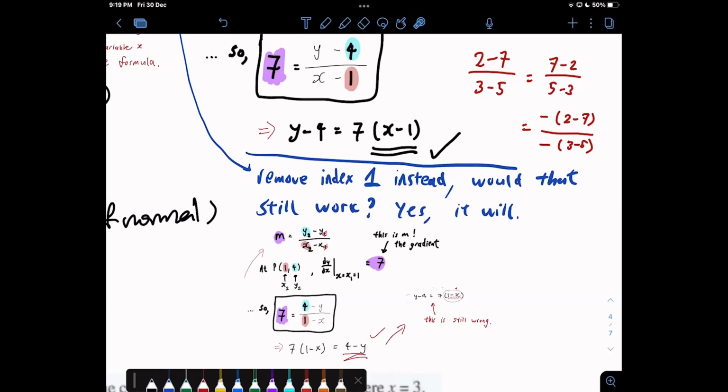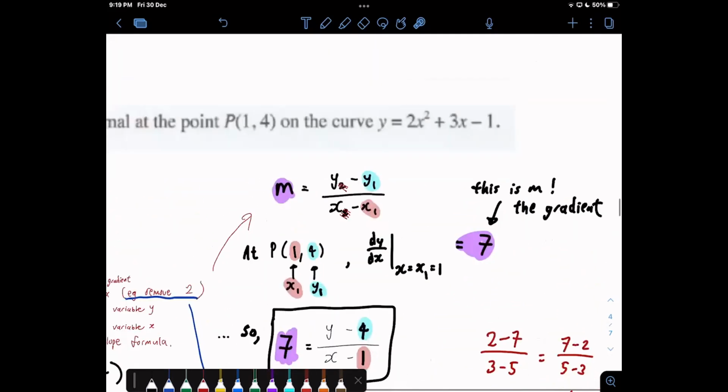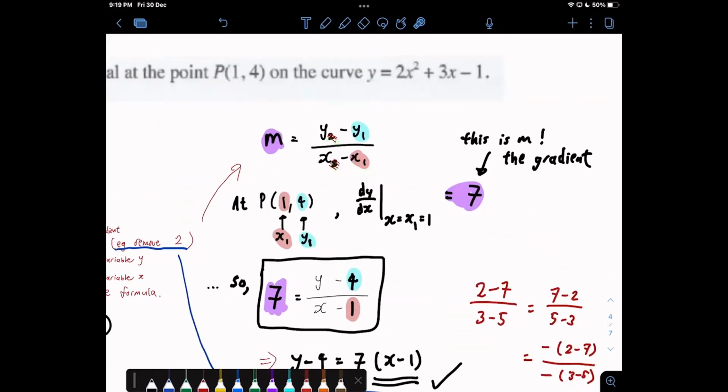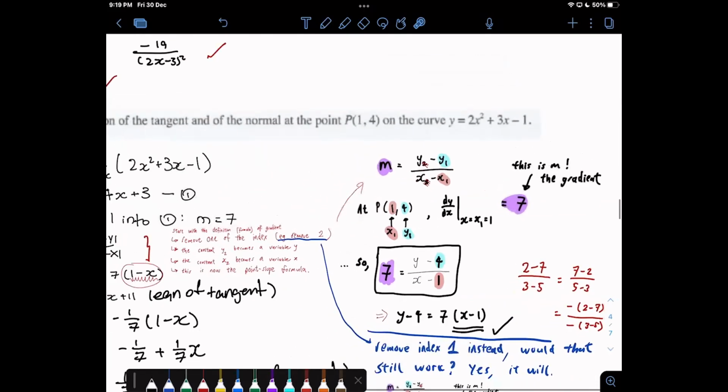This is how I remember the point slope formula. I start with the gradient formula, then I chop off one of the index. Gradient formula, chop off index. Done. But of course, if you find that confusing, just remember it the usual way, which is directly y equals the gradient times x minus x1, and then you plus y1. That also works. Just memorize this format also.